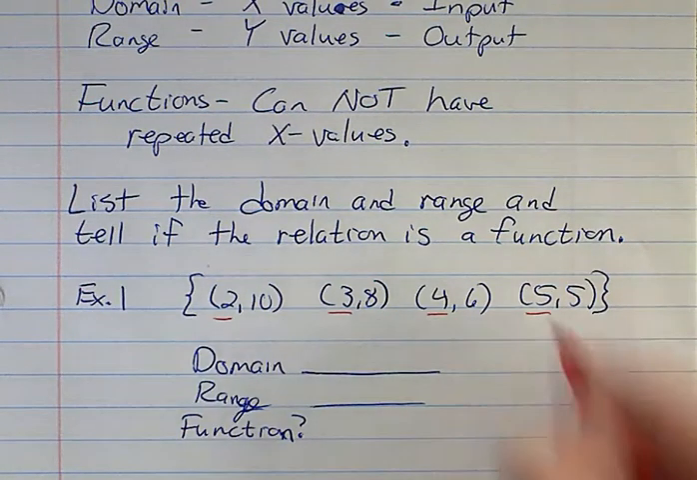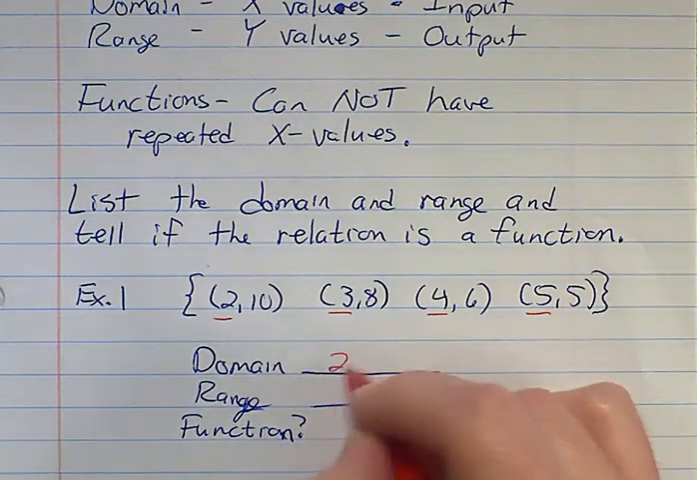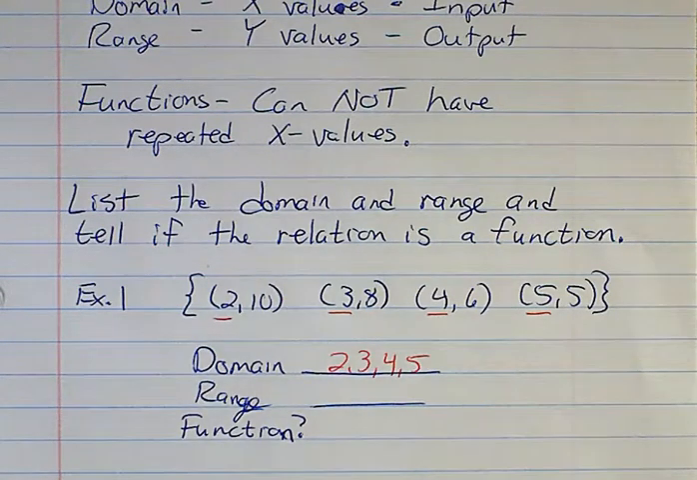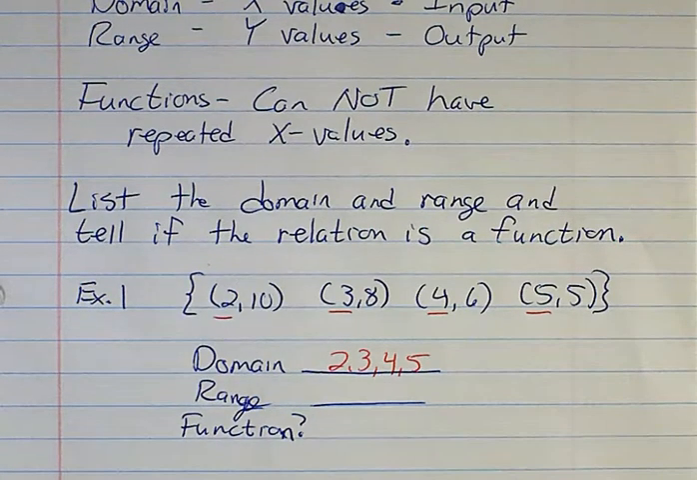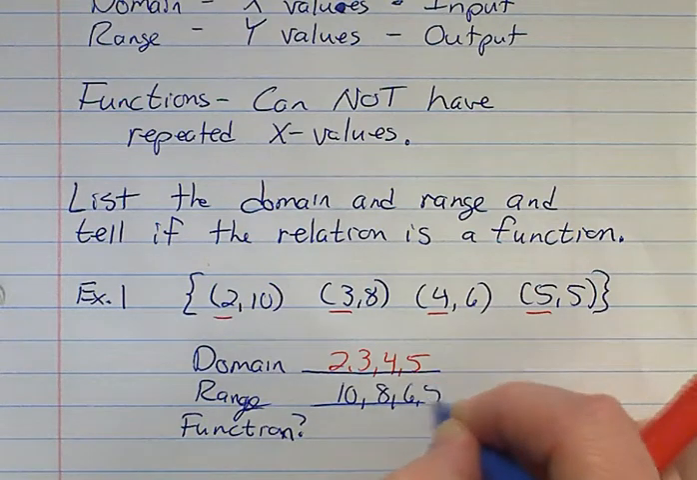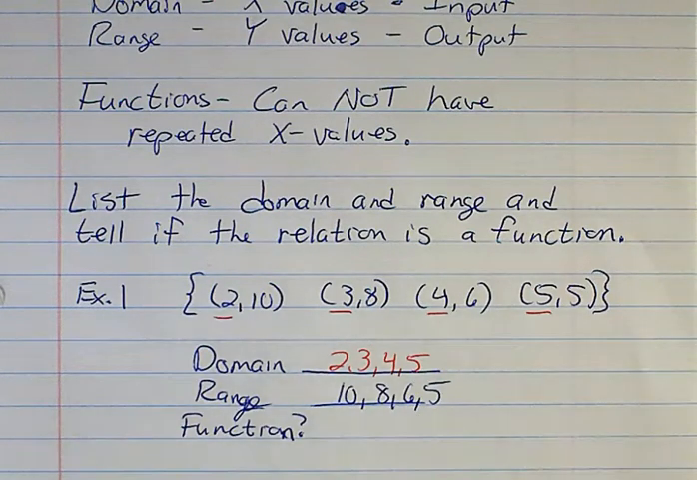Okay, and again, domain is just your x values. So that's just 2, 3, 4, and 5. And you don't have to list them in order. You can just pull them straight out of the numbers. It doesn't really matter whether it's in ascending order or descending order, just random. As long as you've got all the numbers listed, that's all that really matters. The range then is just your y values. Well, that's 10, 8, 6, and 5. So just list those off.